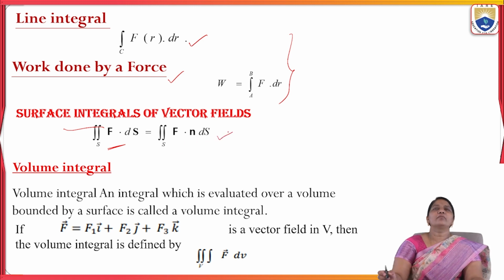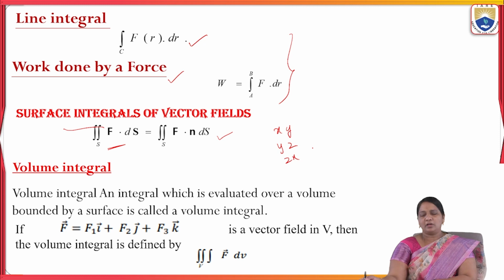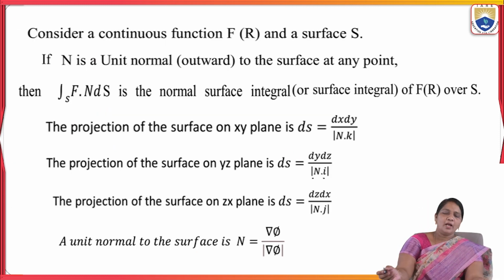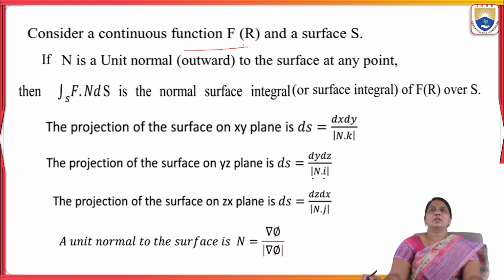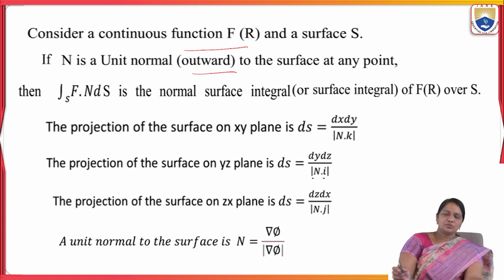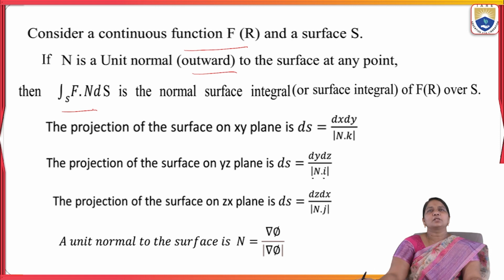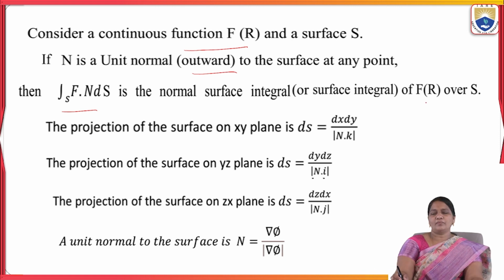Here we have different planes, that is the xy plane, yz plane and zx plane, and based on that we have the formulas. Consider a continuous function f of r and a surface S. If n is the unit outward normal to the surface at any point, then the integral over S of f dot n ds is the normal surface integral of f of r over S.